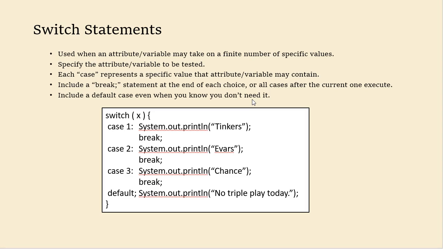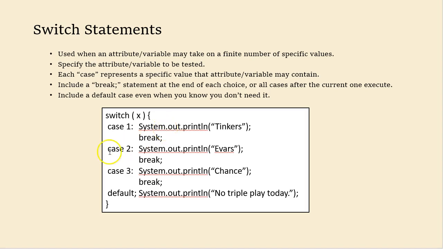Inside the curly brackets, you do things by case. Case 1 means if x is equal to 1. Case 2, if x is equal to 2. Case 3, if x is equal to 3. And then you do something, and then put a break statement in. So here, in case 1, if x is equal to 1, we print out tinkers, and then we break. What happens if you don't put in the break? Well, then case 2 will also execute, and if there's no break there, case 3 also executes.